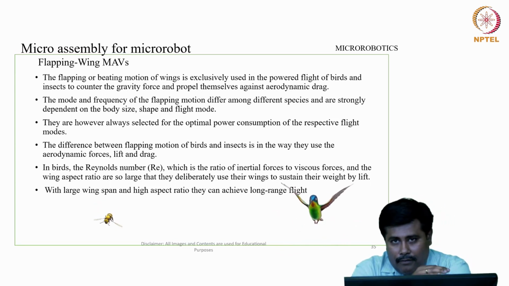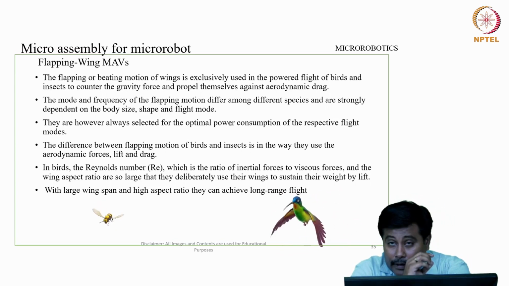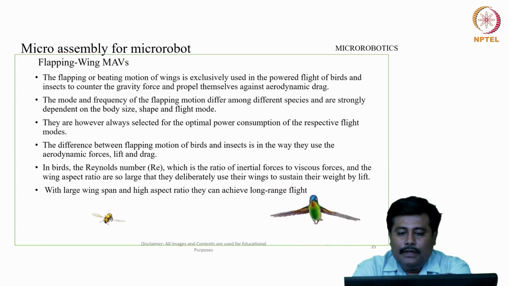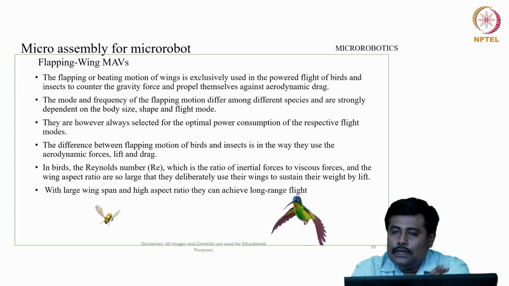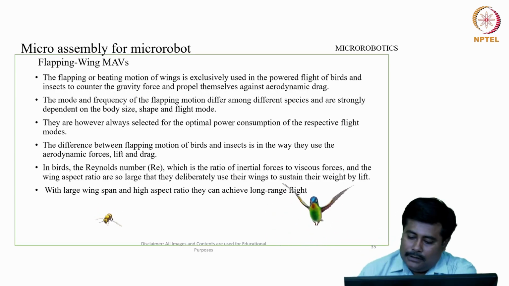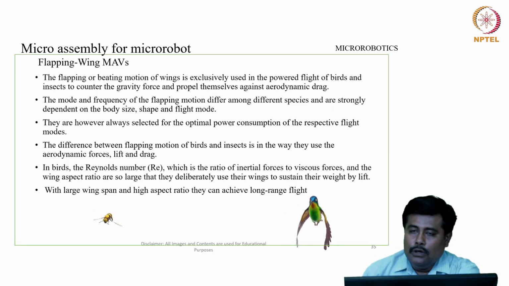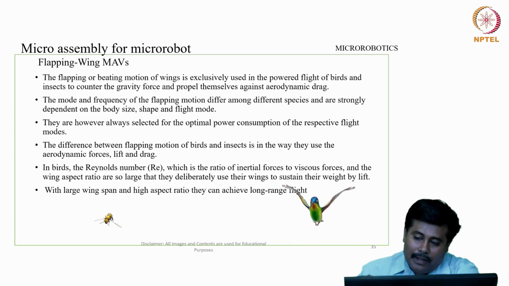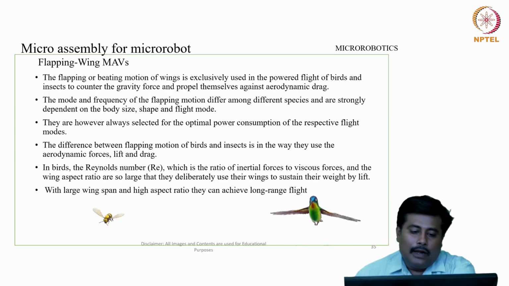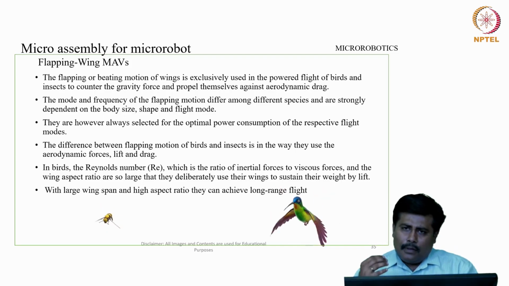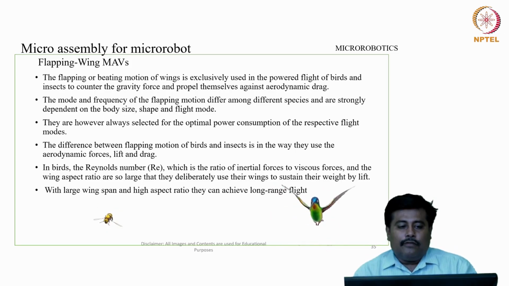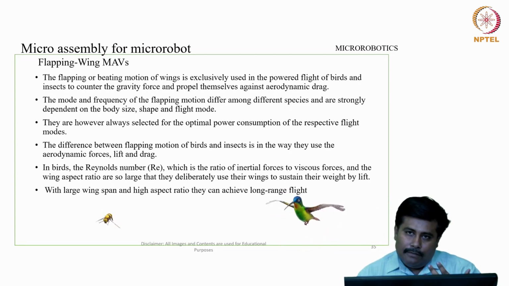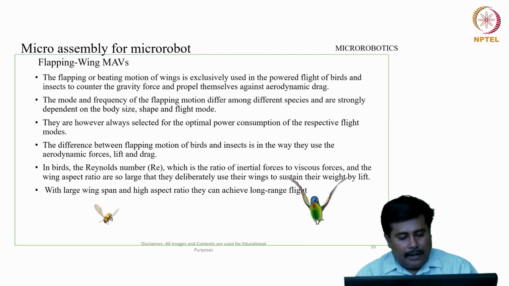When we look into the overall definition of flapping, the flapping or beating motion of wings is exclusively used in the powered flight of a bird. That's why I have integrated two GIF files here, which show how a flapping wing can be helpful for appropriate aerodynamic motion. They are meant for powering the flight of birds and insects to counter the gravity force and propel themselves against aerodynamic drag.